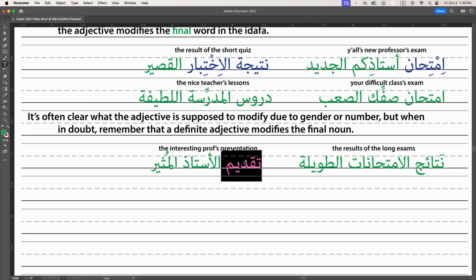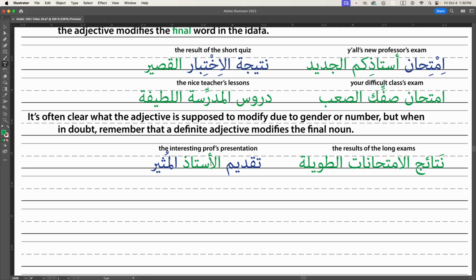Here we have taqdim. Taqdim is another new word. I'll give you a bunch of vocabulary words in this one. It is a presentation, like I'm giving you a presentation right now. And then al-ustadh, and here's a new word, muthir. Muthir means interesting or stimulating.